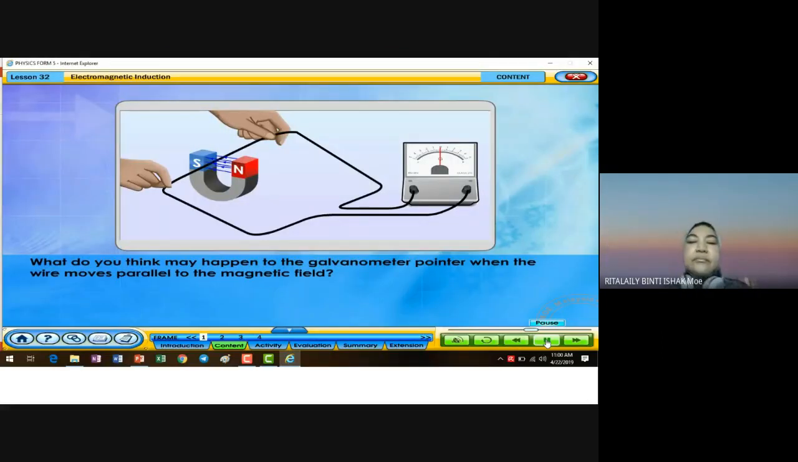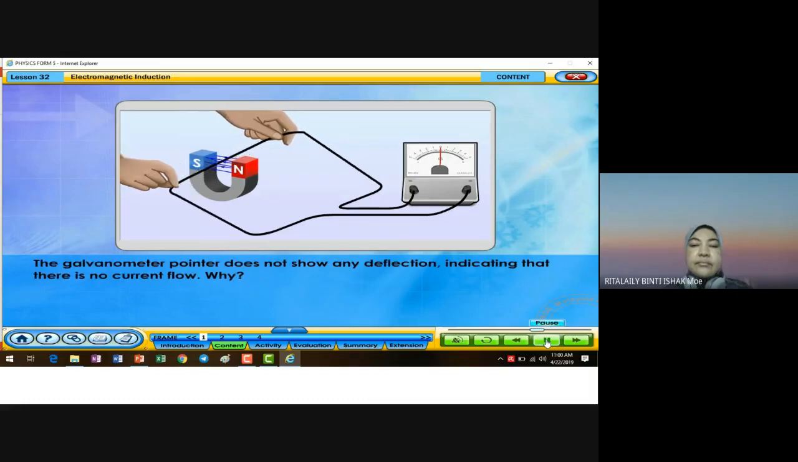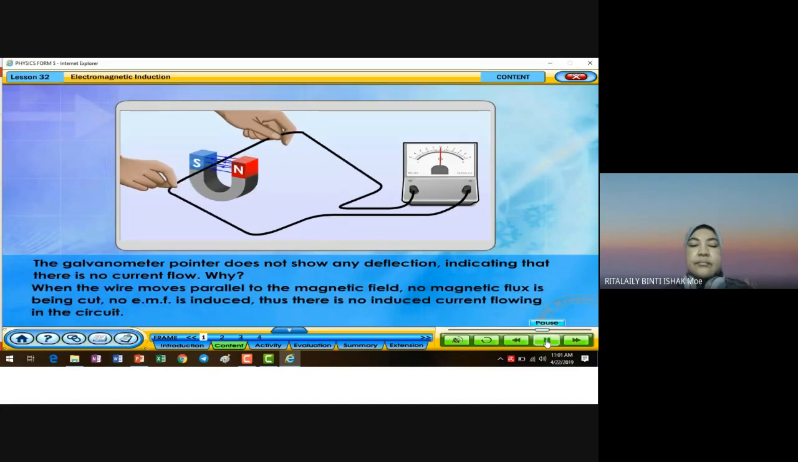What do you think may happen to the galvanometer pointer when the wire moves parallel to the magnetic field? The galvanometer pointer does not show any deflection, indicating that there is no current flow. Why? When the wire moves parallel to the magnetic field, no magnetic flux is being cut, no EMF is induced, thus there is no induced current flowing in the circuit.